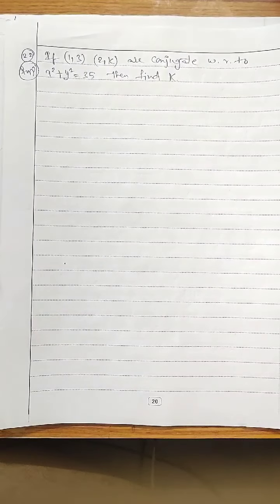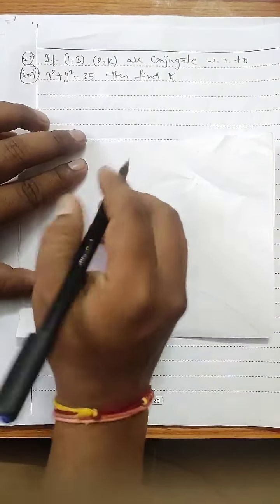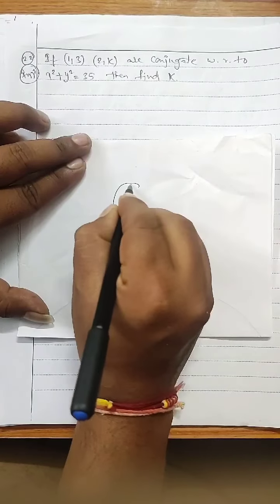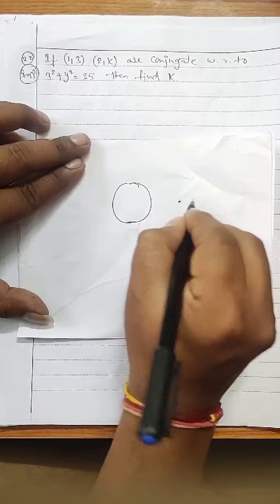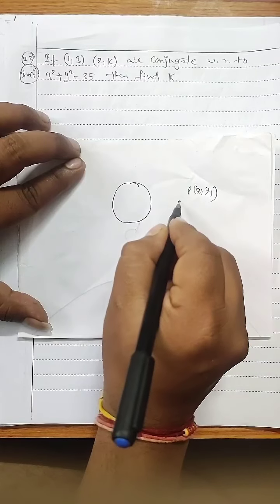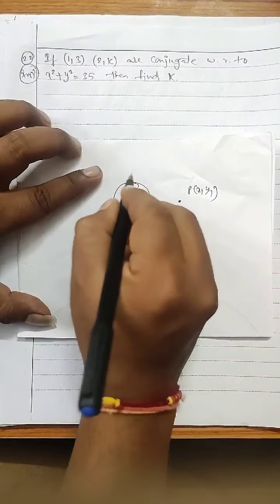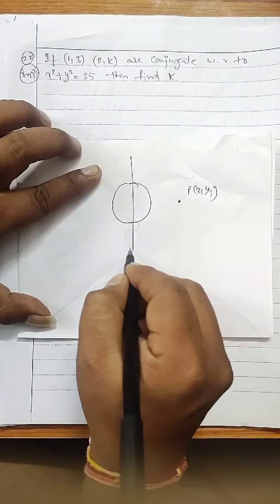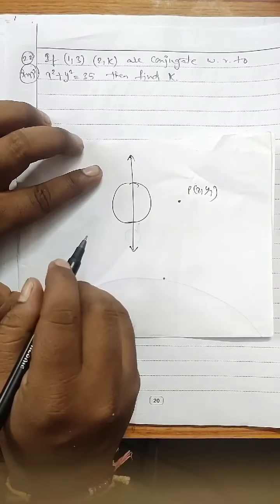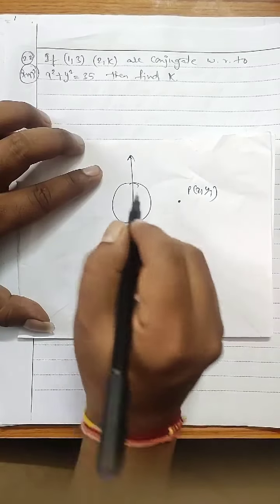Next question: if (1, 3) and (2, k) are conjugate with respect to the circle x square plus y square equals 35, then find k. First of all, you should understand what is meant by conjugate. Here is the circle, and this is the point P (x1, y1), and this is the polar of the point P.